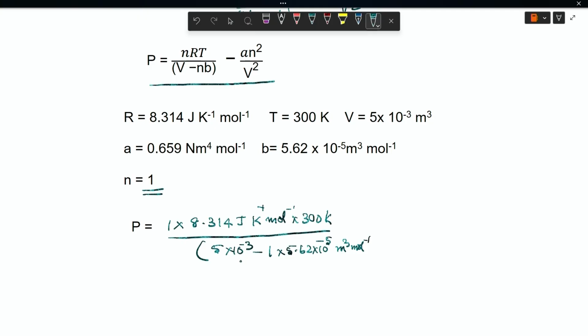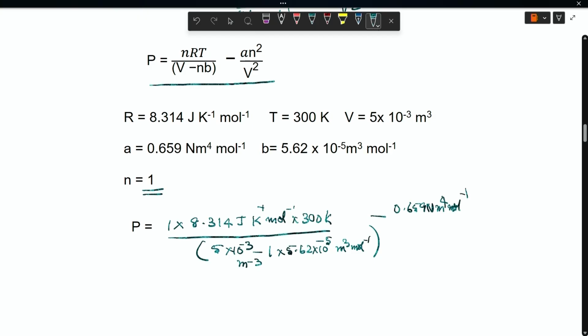This is meter cube. Okay. Minus a is equal to 0.659 newtons meter raised to 4 mole inverse. n² is 1², that is mole², whole divided by V². The volume is 5 × 10^-3 meter cube, whole square.